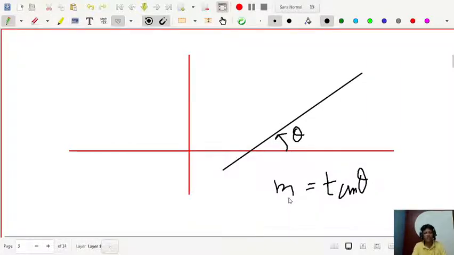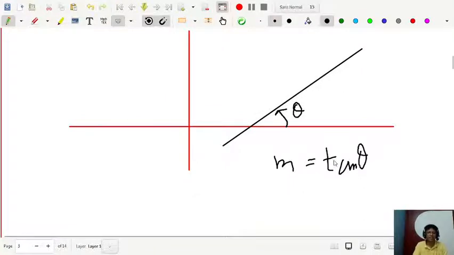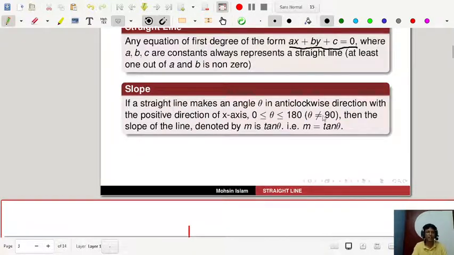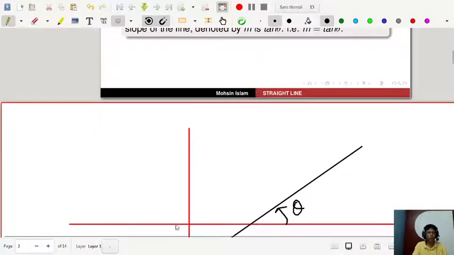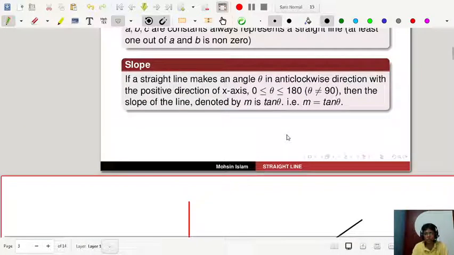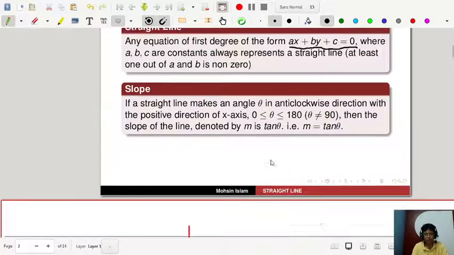Slope is m = tan theta, the tangent of this inclination, and tan 90 is undefined, so that is why theta cannot be 90 degrees. So the perpendicular, that is the y-axis, has no slope. If some straight line has undefined slope, then that line must be perpendicular to the x-axis. This is the concept of slope.